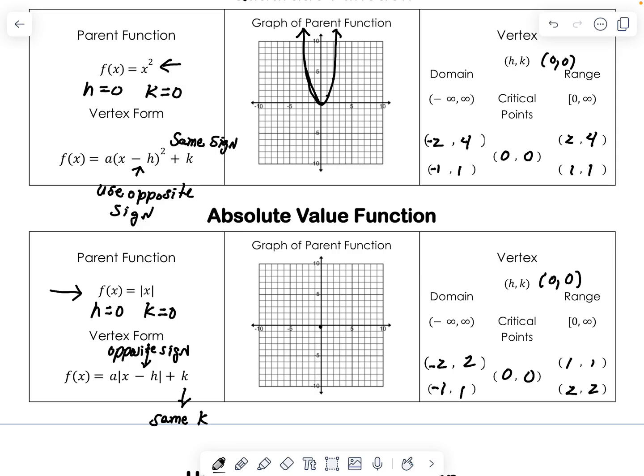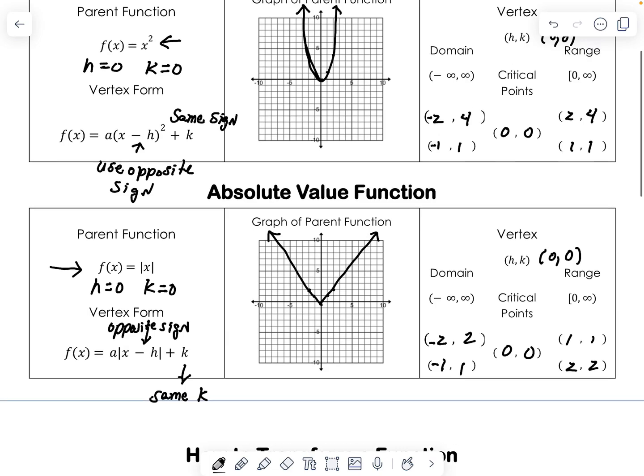So start with your vertex, 0, 0. And then at -1 and 1, they're both at 1. And at -2 and 2, they're both at 2. All right, great. Then what I can do is carefully draw my function, making sure it looks like a V. Wonderful. Okay.